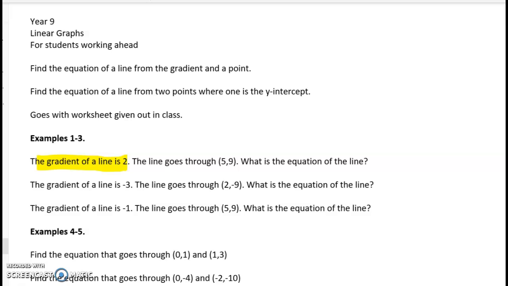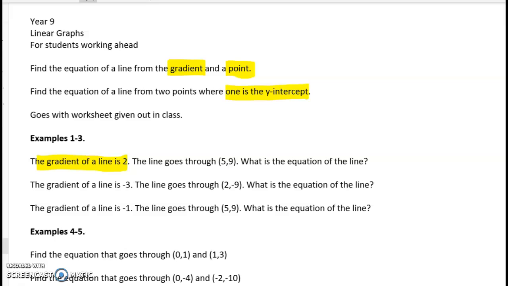I'm going to look at two skills in here. The first one is how to find the equation of a line when we're given a point on the line and the gradient of the line, but no graph. And the second one is when we're given two points on the line and one of them is the y-intercept. There's a worksheet that slowly ramps up the difficulty level that I'm going to give you out in class and put onto Google Classroom later on tonight.